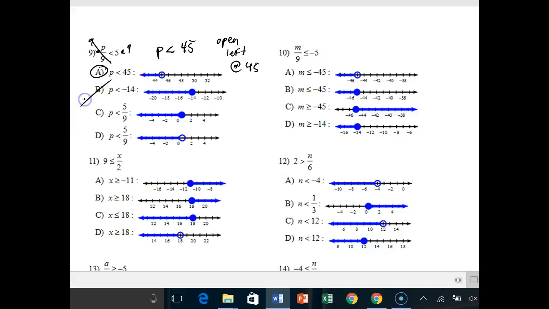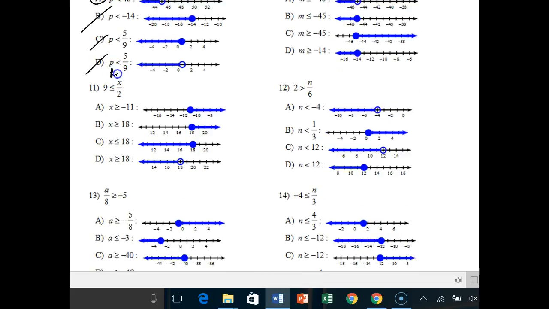That's the wrong number. This is closed and at the wrong number. This is closed at the wrong number. Here I need a rewrite flip, because the variable is on the right-hand side. Whenever the variable is on the right-hand side, I need to rewrite. So I times 2 times 2. 18 is less than or equal to x. And now if I rewrite it, just read it backwards. x is greater than or equal to 18.